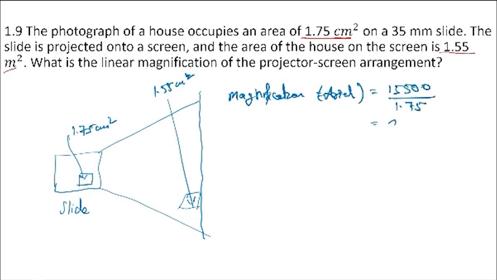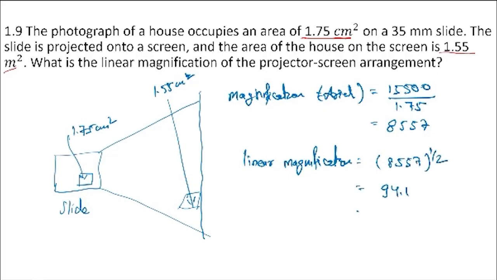Areal magnification would be the area on the projected wall divided by that of the slide. So using appropriate conversion, we have the area of the house on the wall equal to 15500 centimeter square divided by 1.75 centimeter square, and that gives us 8857.1. This is the areal magnification. Now since this is the areal magnification and we are being asked the linear magnification, we will have to find out the square root of the same. So the linear magnification would be equal to 94.1.